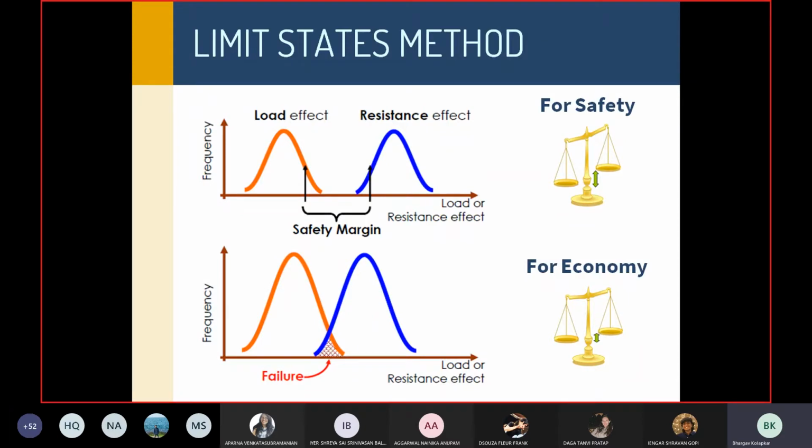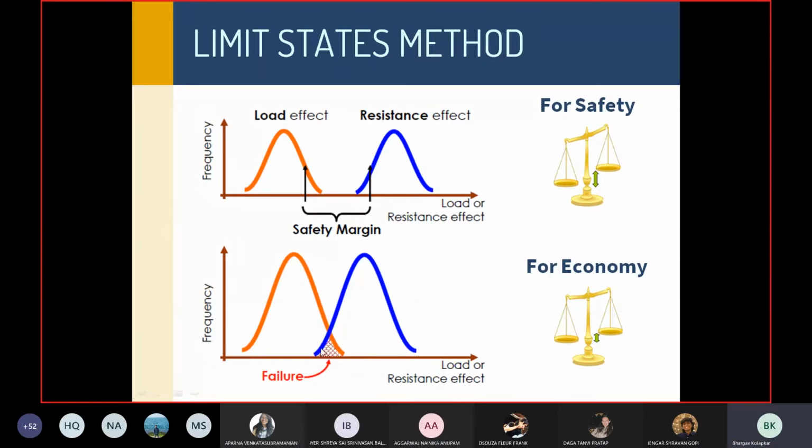So the orange graph represents the load effect, and the blue graph represents the resistance effect. When your blue graph is ahead of your orange graph, it means that your structure is safe. But the farther your blue graph is from the orange graph, the safer the structure, but the greater it is going to cost you. So we are trying to reach a point wherein the structure is safe, but at the same time economical.